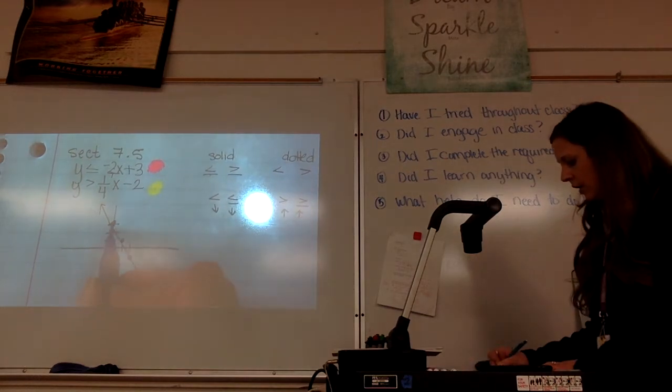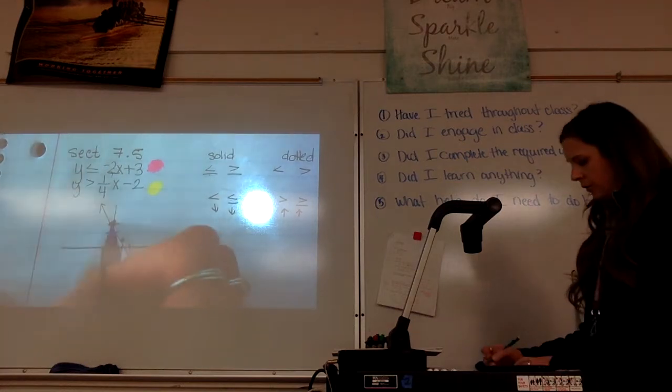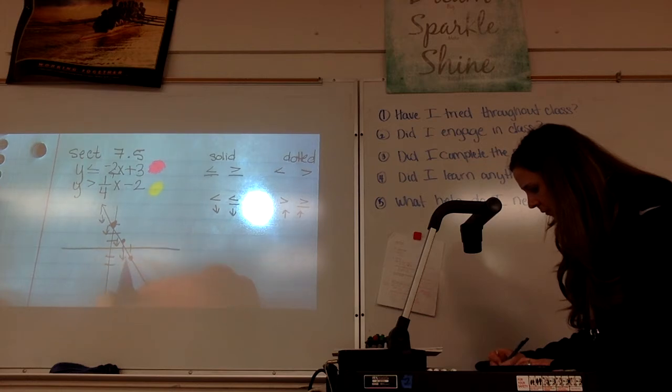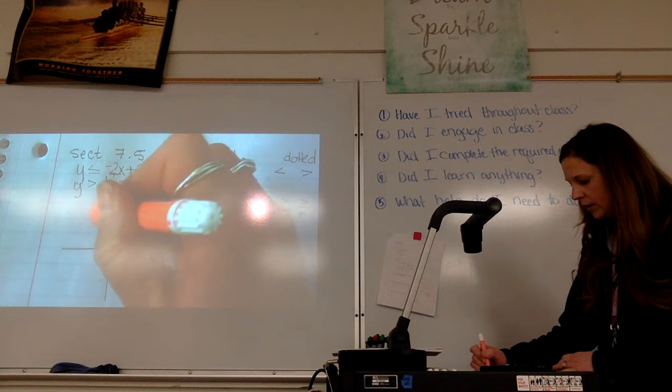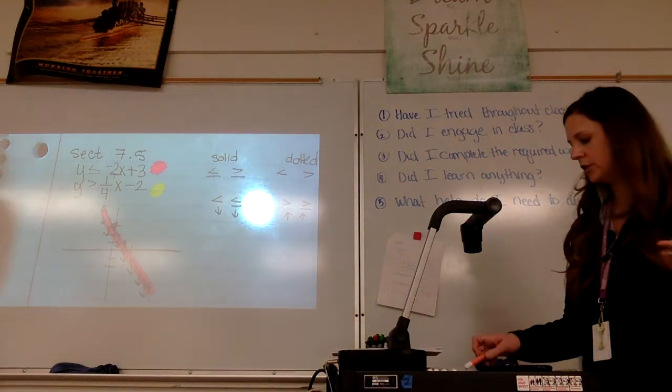So I go to where my line is at the y-axis. This is a less than symbol, so I go down. I put all my arrows down. Okay, now you don't shade anything right now. Don't shade anything because you're going to graph the other line before you decide where to shade.